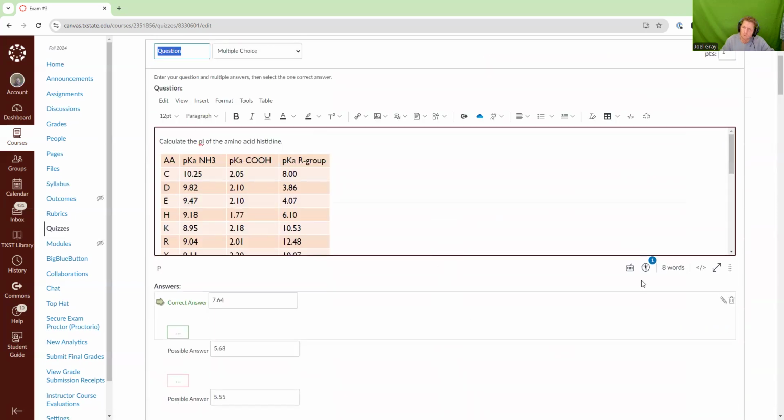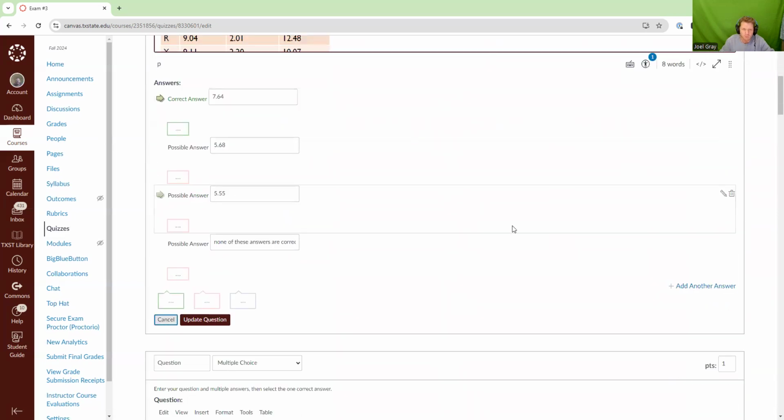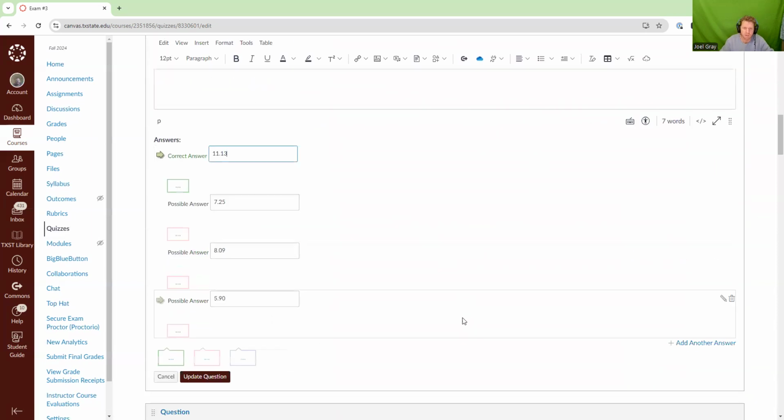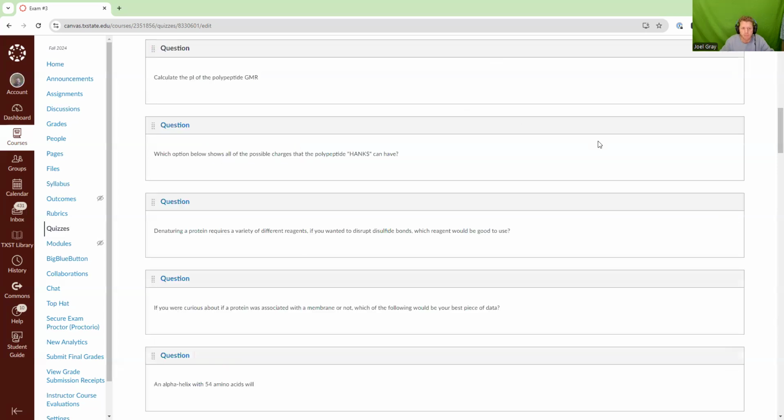Okay, so now I'll go down, look at my answer options, and confirm that 11.13 is the correct answer that I've selected. Oh, oopsies, I selected the wrong one. I scrolled too far. GMR, 11.13 is what I have as the correct answer. That is correct. So I'm going to click Update Question, and we're moving on.